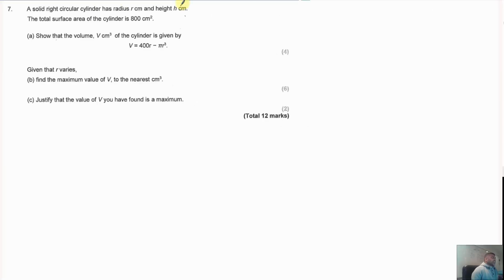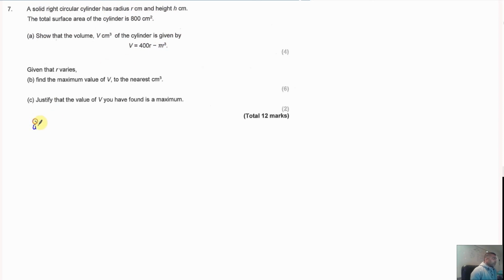Question 7. A solid right circular cylinder has radius r centimeters and height h centimeters. The total surface area of the cylinder is 800 centimeters squared. For part A, we need to show that the volume v centimeters cubed of the cylinder is given by v equals 400r minus pi r cubed.